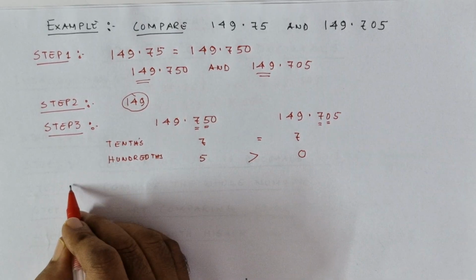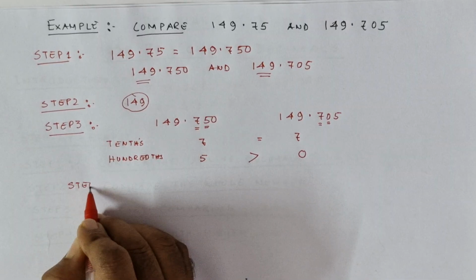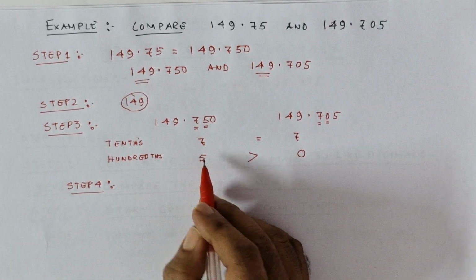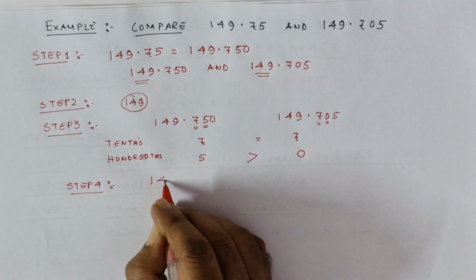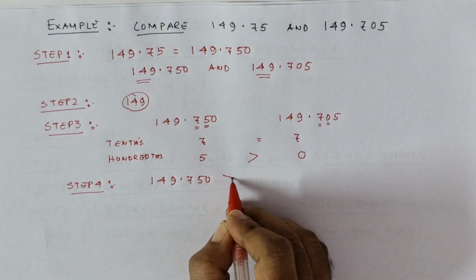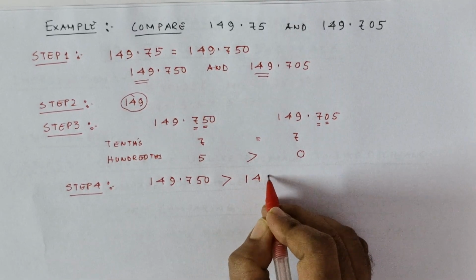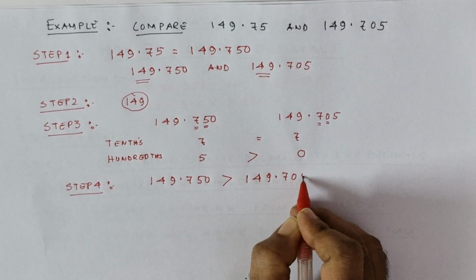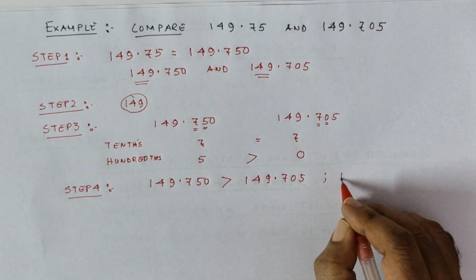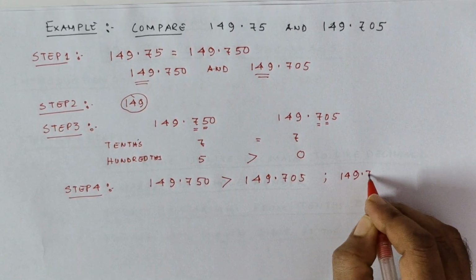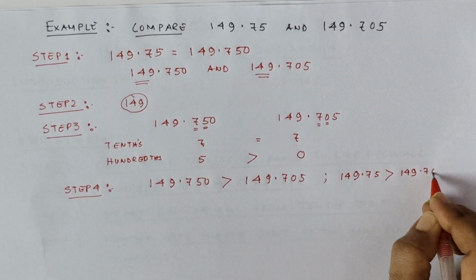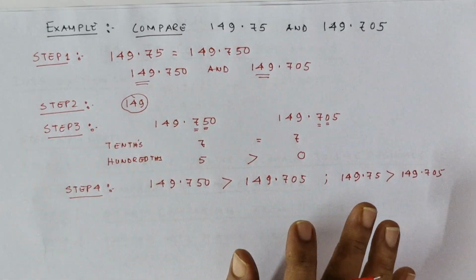So we come to step 4: the number with the higher digit is greater. So 149.750 is greater than 149.705. For the original numbers, 149.75 is greater than 149.705. Got it? This is a very simple method.